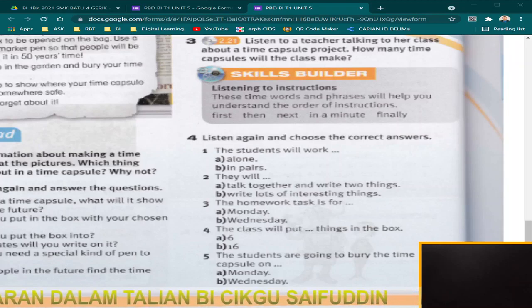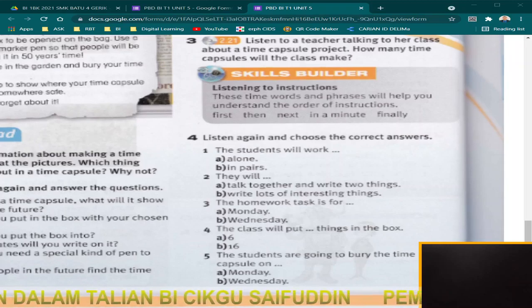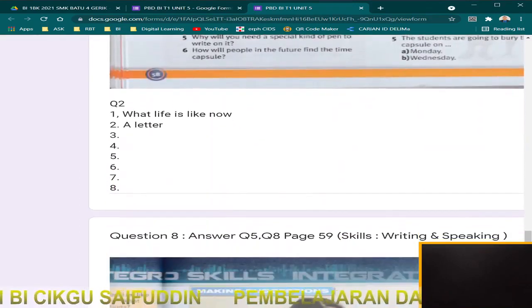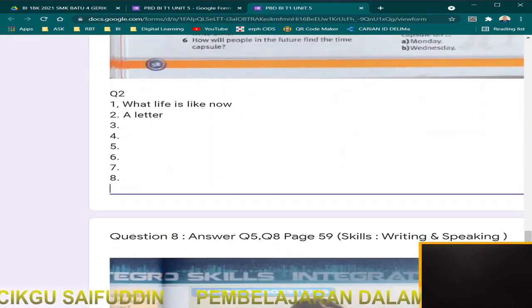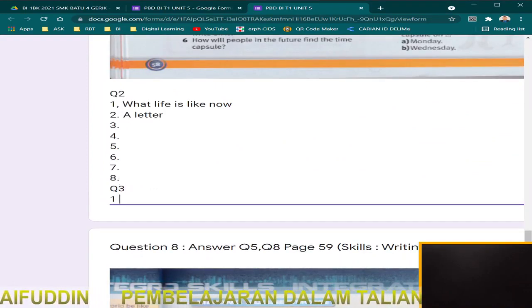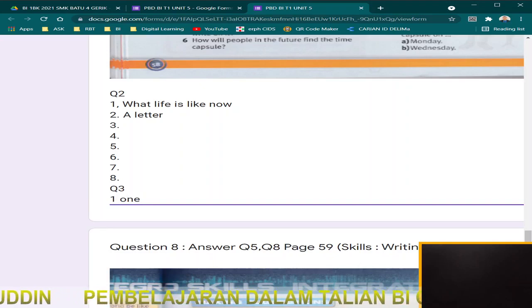Okay, by listening to the audio, the student will work in pairs. Secara berpasangan. 2 orang lah. So the answer is B. So let's answer this question. Question 3, the answer is 1. Hanya satu sahaja time capsule yang mereka perlu buat.